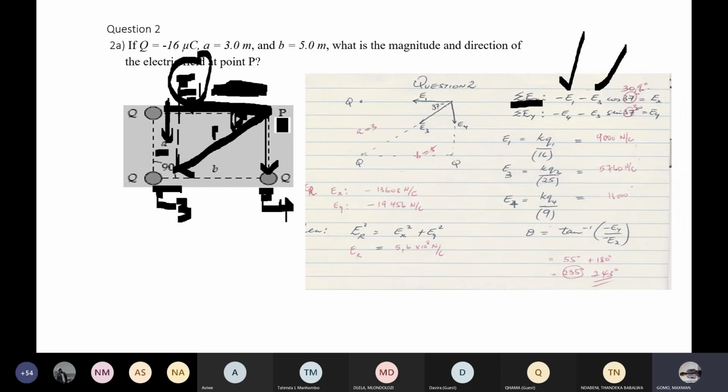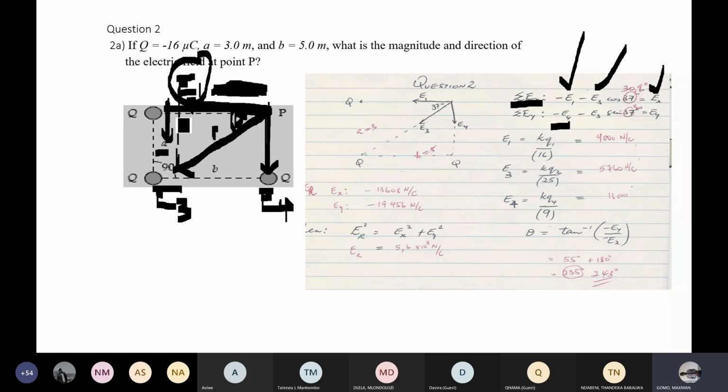Again, it's negative because it's going to the left side. Then you'll be done with your electric fields in the x-axis. Then your electric fields in the y-axis. The first one is this one, which is E4. That's why you see it's being written negative E4.